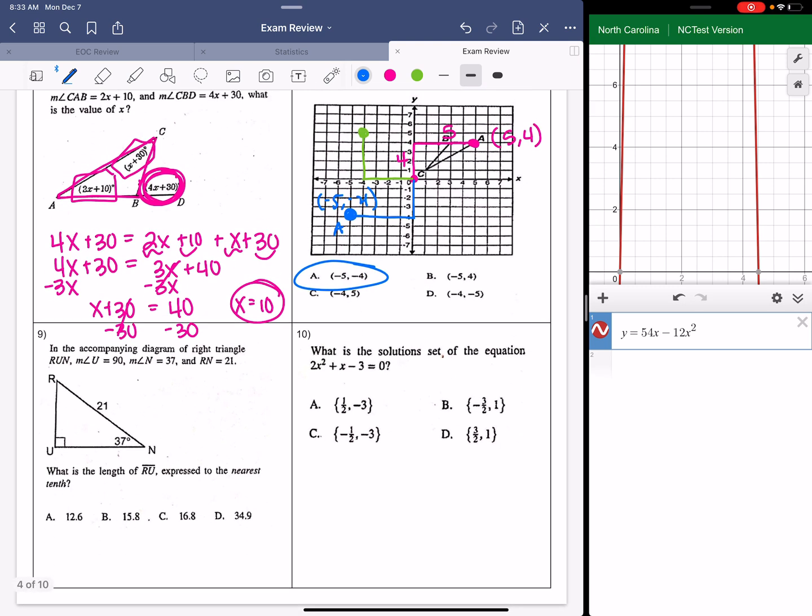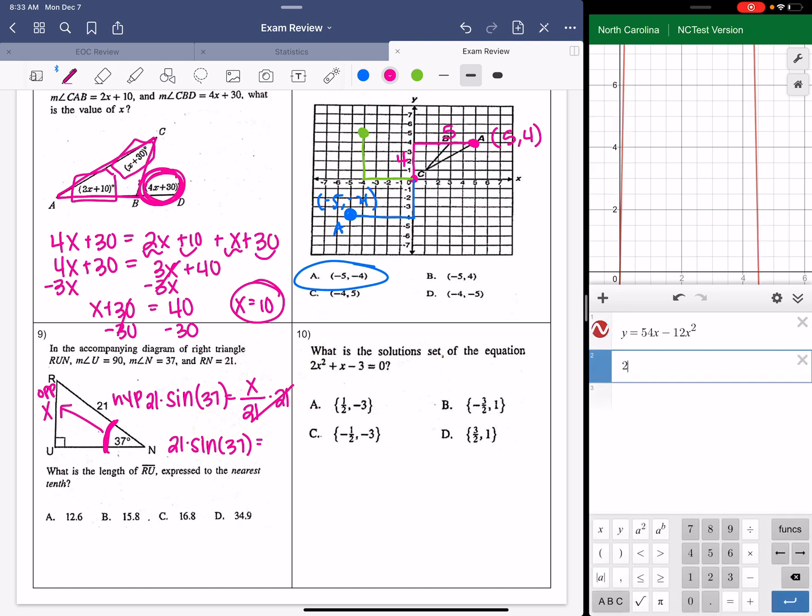Number 9, what is the length of RU to the nearest tenth? All right, so RU, I'm going to call it X. So we have this angle here. This would be opposite, and this one is the hypotenuse. So opposite and hypotenuse is sine. So we have the sine of 37 degrees is x over 21. So to get x by itself, we're just going to multiply by 21. So 21 times the sine of 37, we're going to plug that in Desmos. 21 functions sine 37, and that's about 9.53.